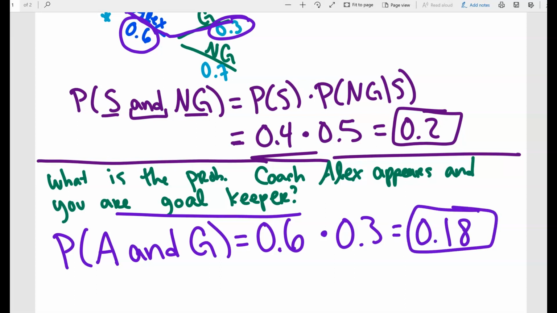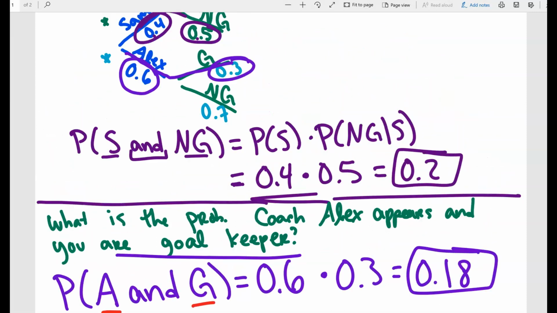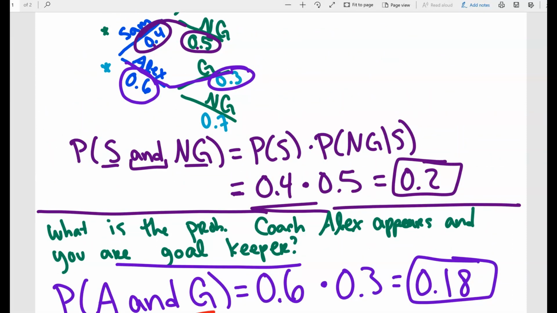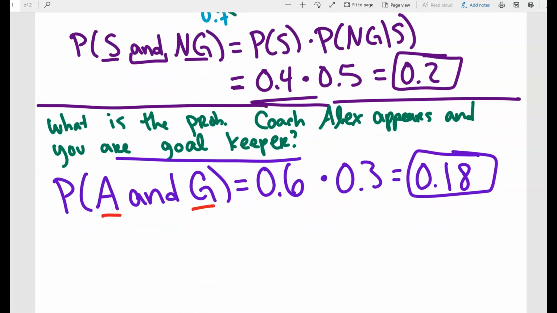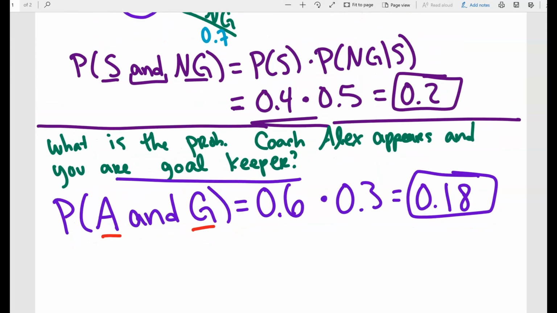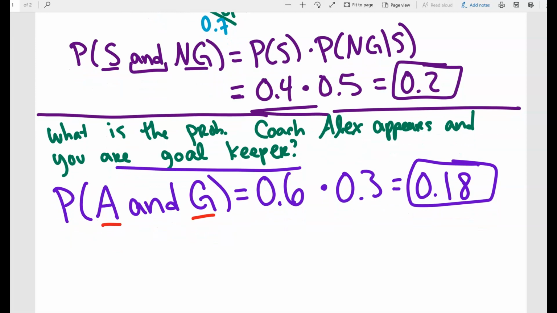Be very careful. One of the common misconceptions is that you want to multiply it by the other one. Remember, the probability of A and G is just Alex and goalkeeper. You do not want to look at this goalkeeper over here, because this goalkeeper is under the assumption that Coach Sam appears, and that's not what we want. We're just following the branch and multiplying the probabilities out. That's basically all we are doing. If you want to take a look at this video again, go ahead. We're going to do one other problem in the next one.